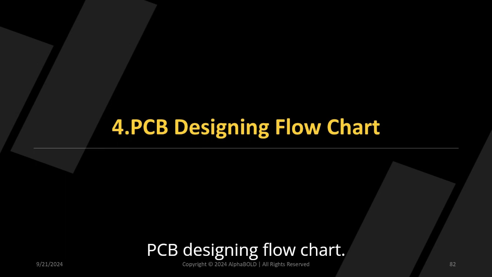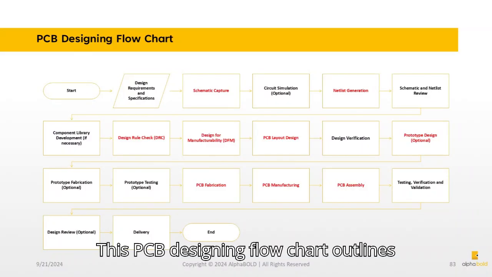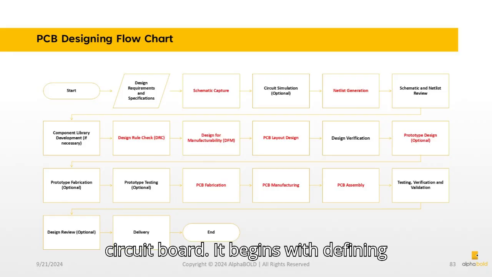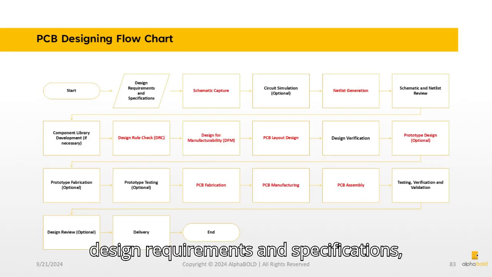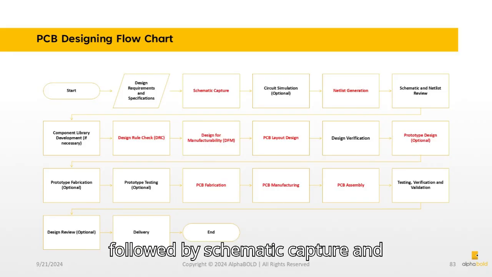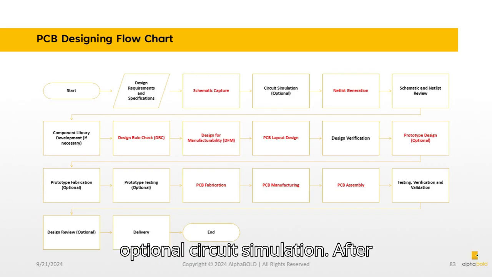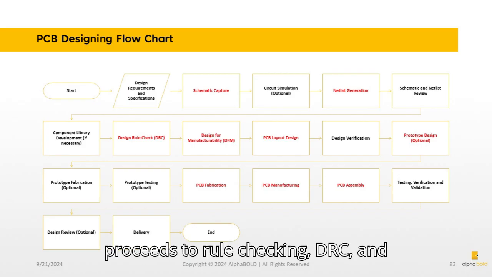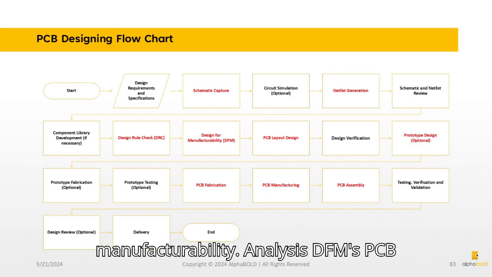PCB Designing Flow Chart. This PCB designing flow chart outlines the process of creating a printed circuit board. It begins with defining design requirements and specifications, followed by schematic capture and optional circuit simulation. After Netlist Generation and review, the design proceeds to rule checking, DRC, and Manufacturability Analysis, DFM.